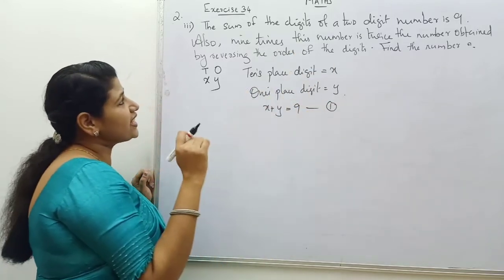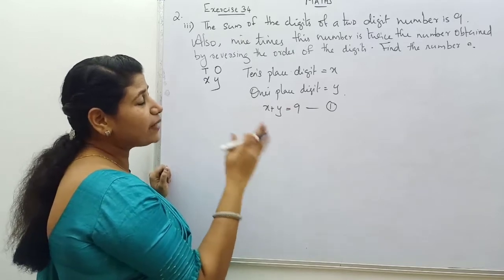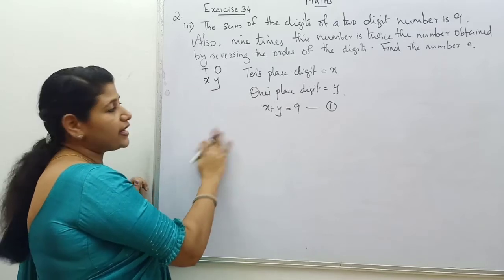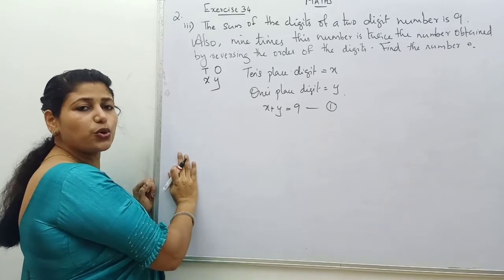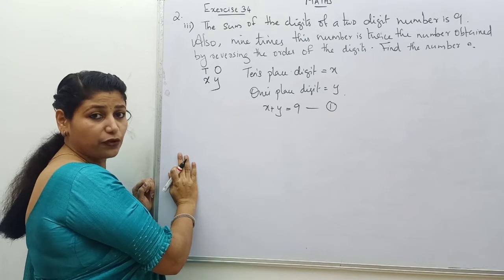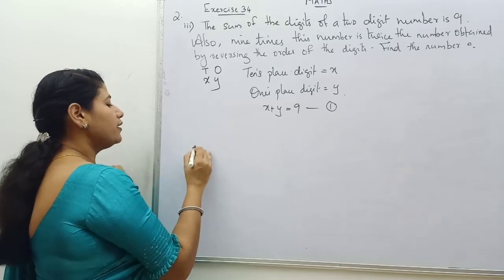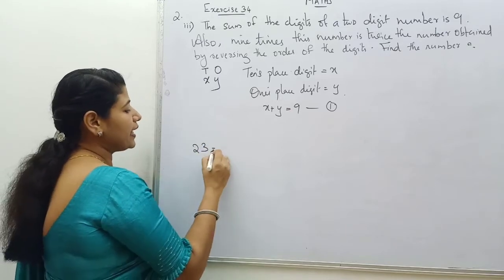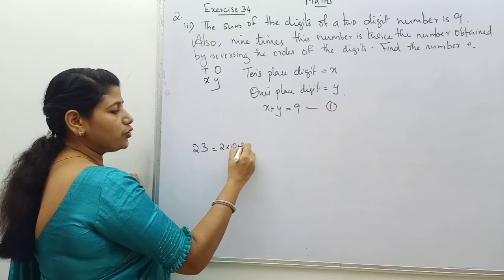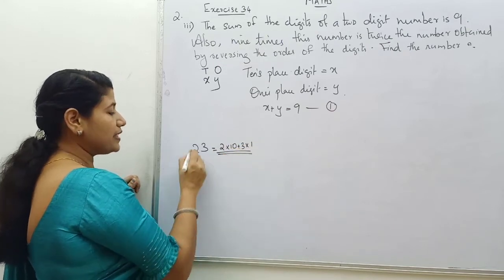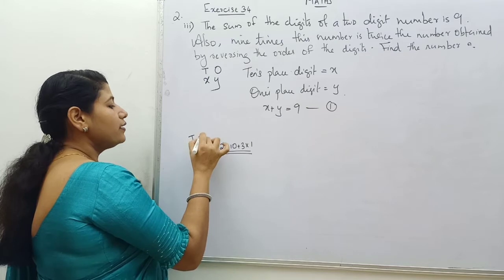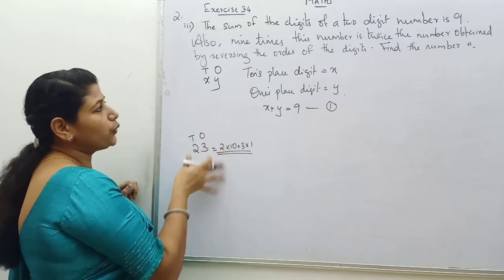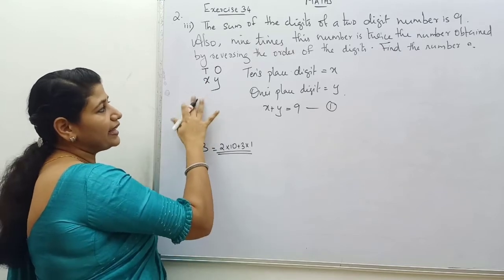And the second condition is given, that also 9 times of this number. So how can you write this two-digit number in general form? In your smaller classes, you have studied the expanded form, isn't it? If you have 23, just imagine that 23 is your two-digit number. 23 can be written as 2 into 10 plus 3 into 1, isn't it? This is the expanded form since 2 is in the tens place and 3 is in the ones place. That's why we are writing like this. Just like that we want to write this xy, that means the number xy.